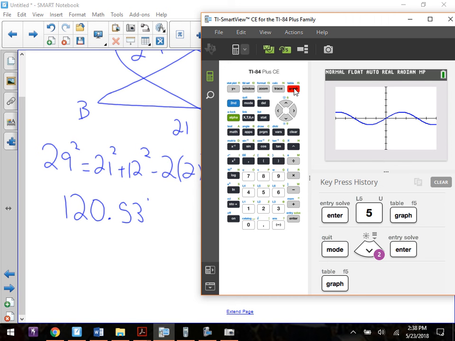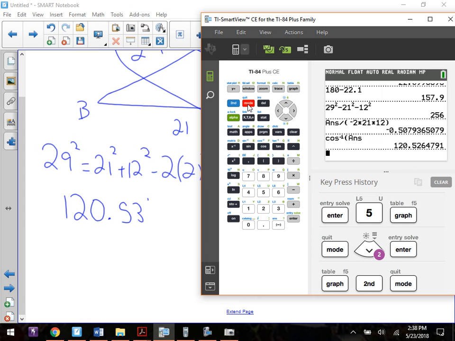No, it shouldn't be. What number? Inverse cosine. You did something wrong. You are probably in radian mode. You want to be in degree mode for most straight ones. The only time you are in radian mode is if you're graphing. That's it. Everything else you're in degree mode.